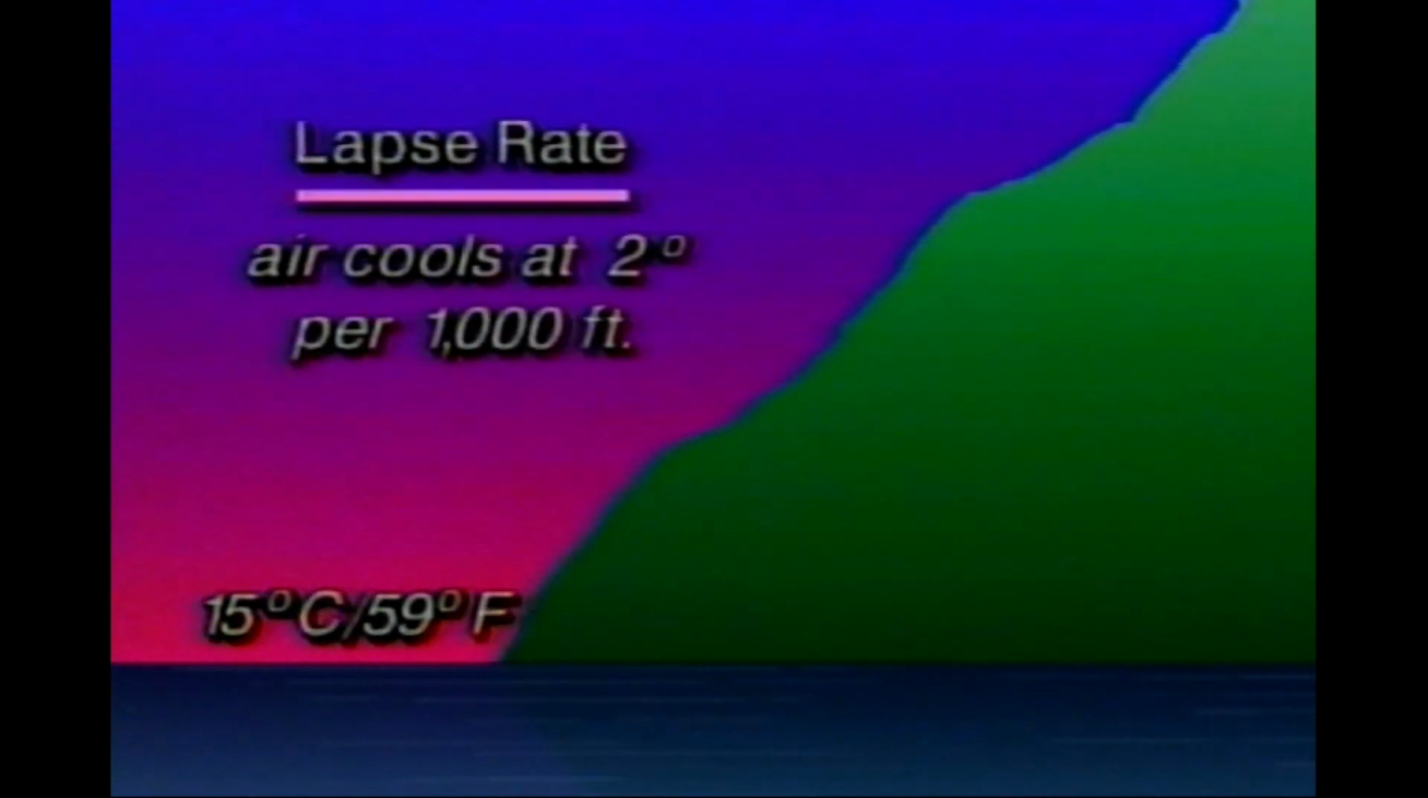Normally, the temperature cools by 2 degrees Celsius per 1,000 feet of rise. This rate of change in the temperature is called the lapse rate. But the lapse rate isn't always the same. Sometimes, instead of cooling by 2 degrees per 1,000 feet, it actually warms as you climb. That's what an inversion is, warmer air over cooler air.